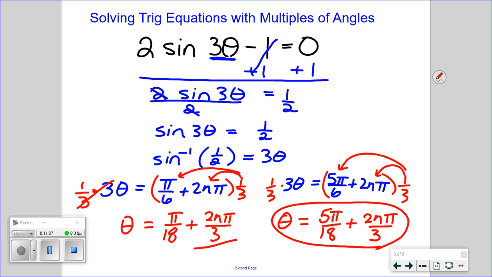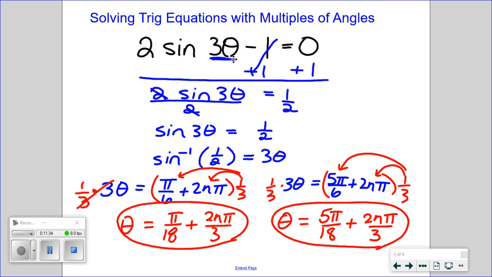Because, guys, multiplying that 3 times theta, if you think back to when we were graphing these, 3 is your value of b. And so, remember, b is going to change the period. To find the new period, it's going to be 2 pi over b. And notice that's exactly what we ended up with. We just included an n there, but we've got 2n pi over 3, which is our new period.